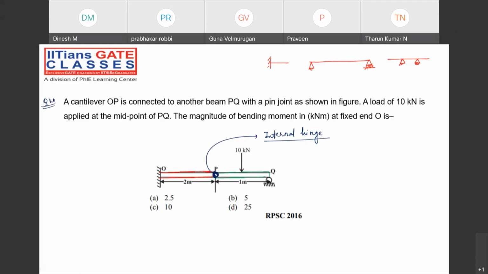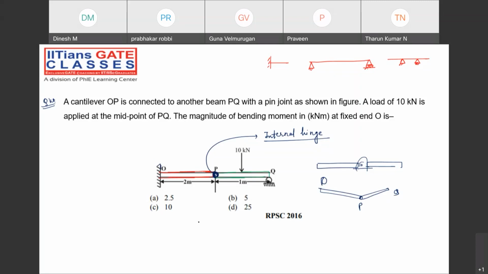Now they are asking: when a load of 10 kilonewton is applied at the midpoint of the beam, there are two beams, one beam and another beam, joined together by some kind of internal hinge. Not exactly what I showed, but something like this. Two beams, OP and PQ, connected with each other at point P with some kind of internal hinge. The load has been applied at the midpoint of beam PQ. They are asking what is the magnitude of the bending moment at the fixed end.